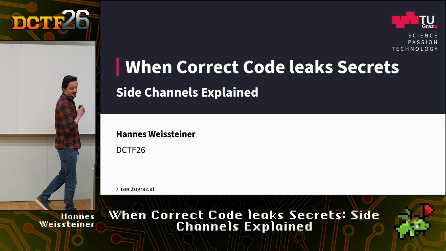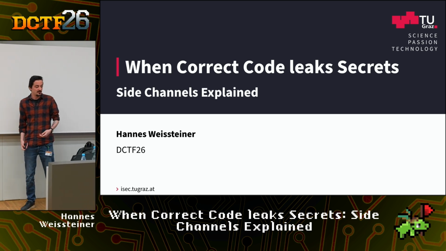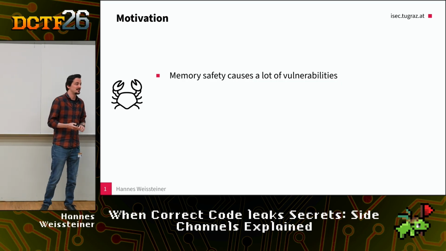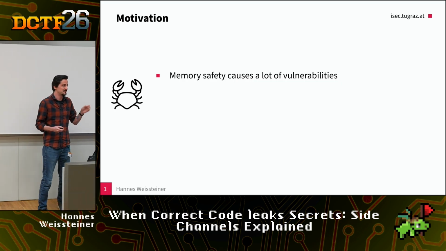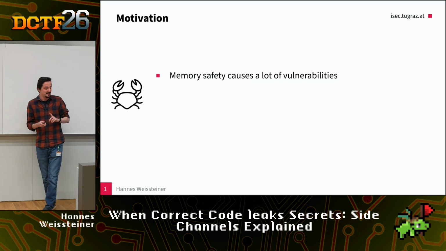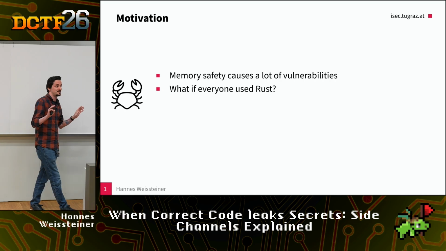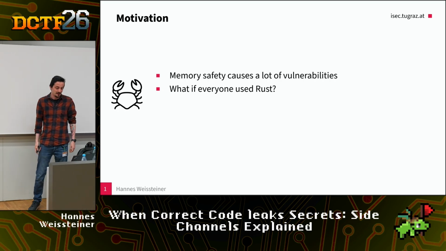Today we are going to talk about some side channels. So we have seen before that if you have memory safety bugs, some unchecked printfs, you can get code execution and stuff. That's problematic. But what if everyone just uses Rust? Everything just disappears. Everything is perfect now.